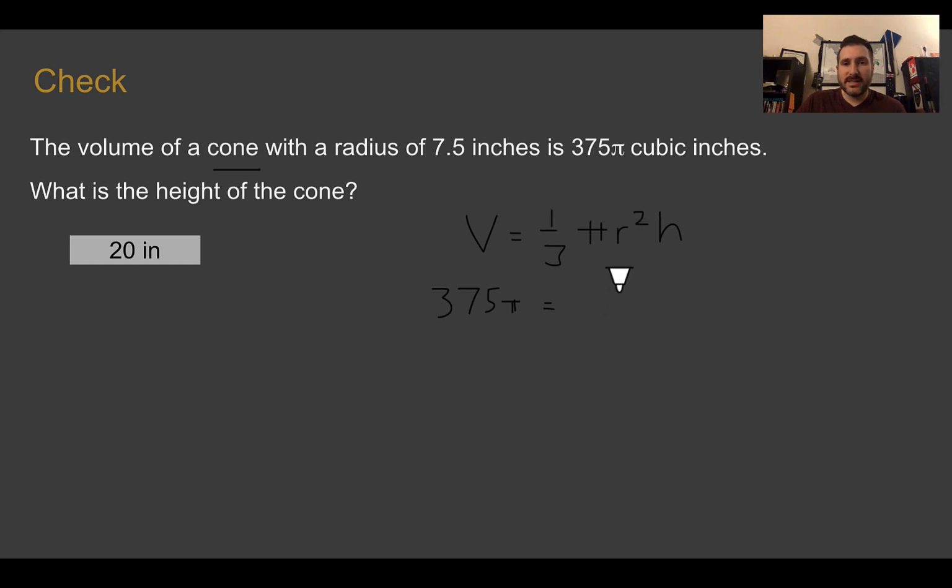We know the radius is 7.5, so it's going to be 7.5 squared times the height and 1/3 and pi. 7.5 times 7.5 is 56.25. And then dividing that by 3, or multiplying by 1/3, I ended up with 18.75 pi times my height. So my last step would be to divide by 18.75 and divide by pi to both sides, and I would end up with my height, which equals 20.